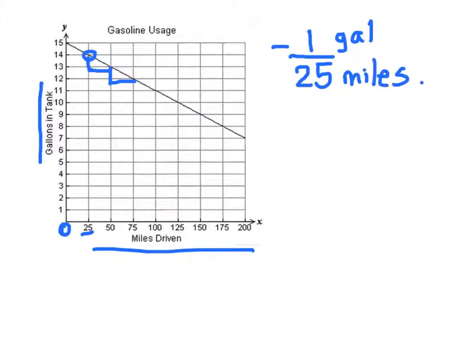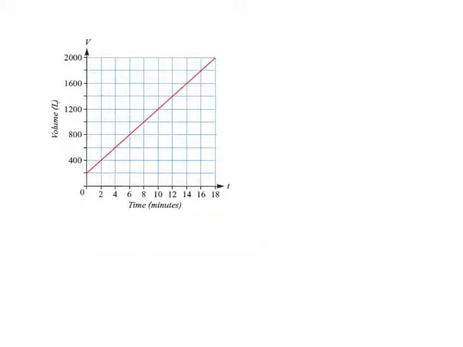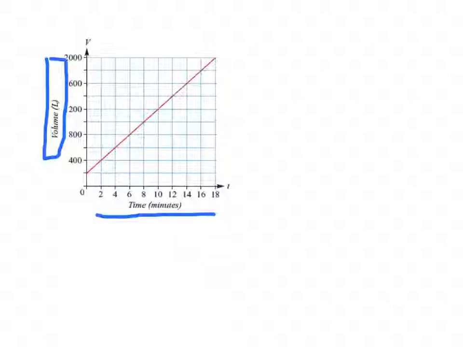All right, let's try another one. Here we have a graph. It doesn't have a title, but it does have a vertical axis that has to do with volume in liters. So this is probably water or some kind of liquid. My x-axis is time in minutes. It looks like the volume is increasing. So maybe this represents a tank that's being filled with water, and this is the rate at which it's being filled. And it even has an initial amount that's in the tank.